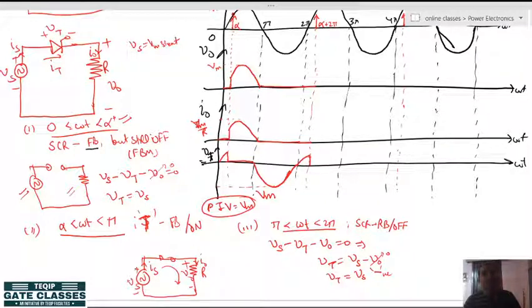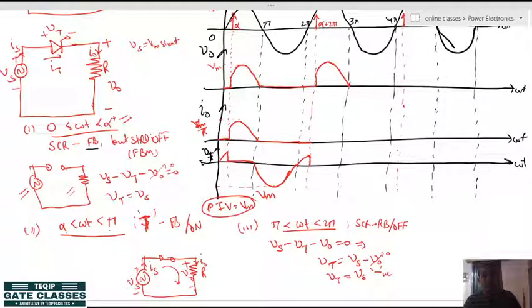Okay. And at alpha plus 2 pi, as soon as the gate pulse is provided, the thyristor will trigger, it will be short circuited, and it will be same as the alpha instant, and the output load and source are connected, and the thyristor voltage will be like this.